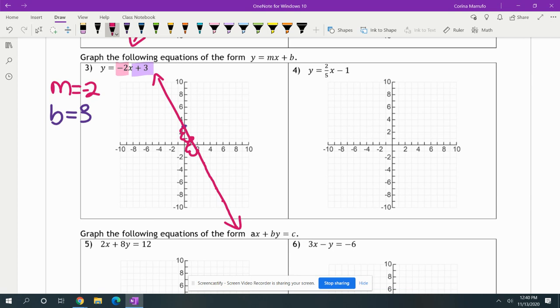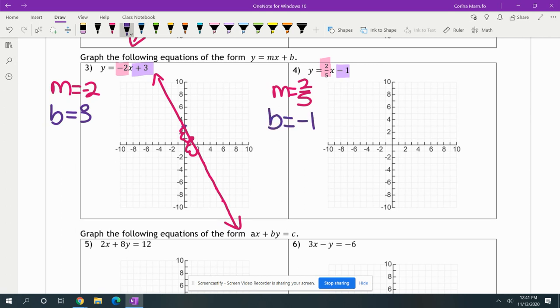All right, let's look at the next example. So we look at our slope. It's a number multiplied with the x. So in this case, our m is 2/5. Okay, that's our rise over our run. Then we look for our b. Our b is our y-intercept, which is a number that's by itself. So in this case, it is -1.